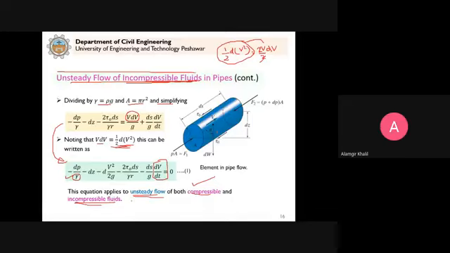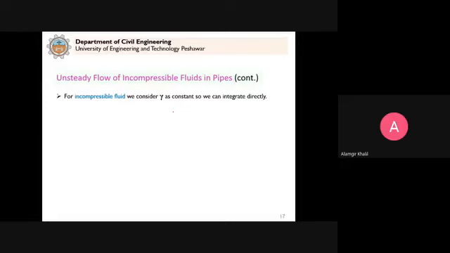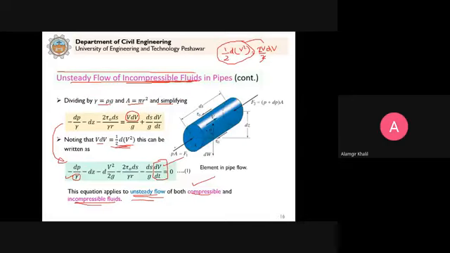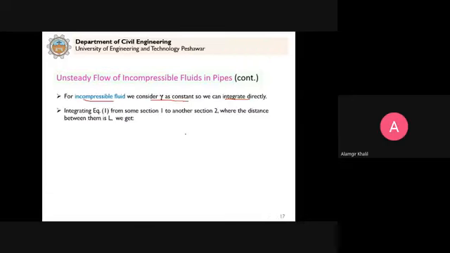And still it is unsteady flow because this term is present. Velocity is changing with respect to time. So now for incompressible fluid, we consider gamma as constant and we can integrate this equation. When you integrate this equation for some sections 2 and 1, which are L distance apart, we get this equation.